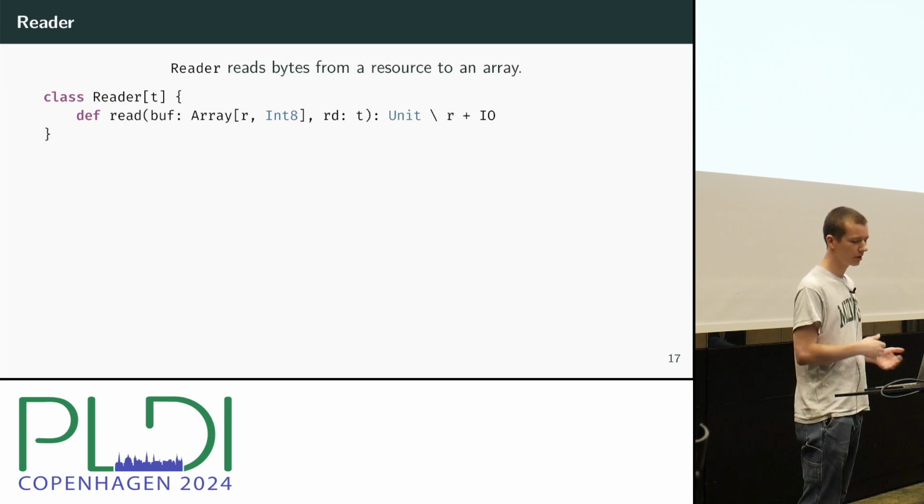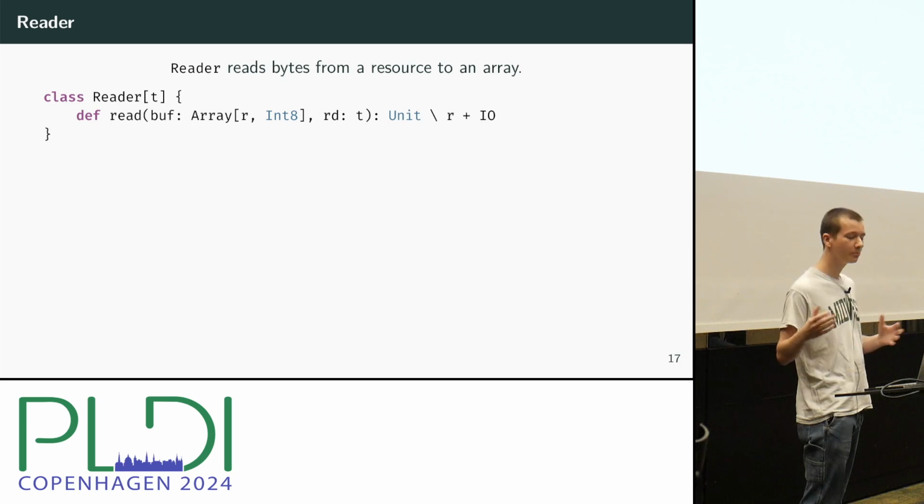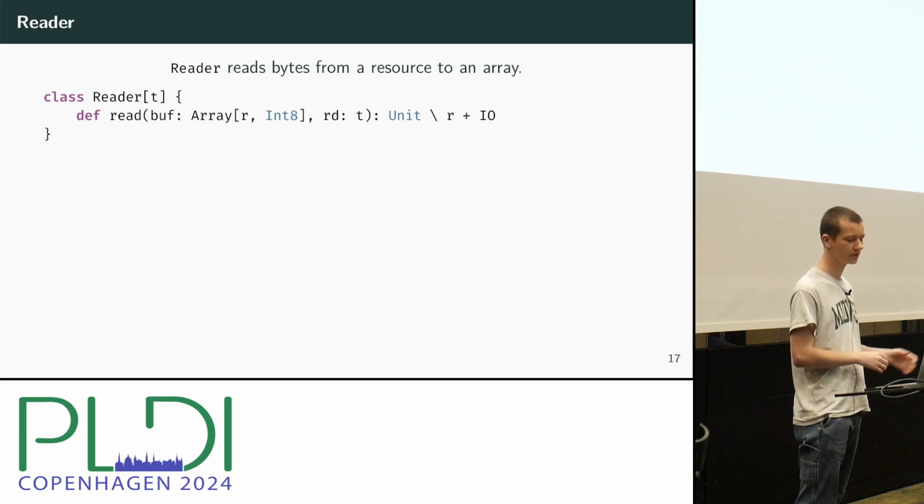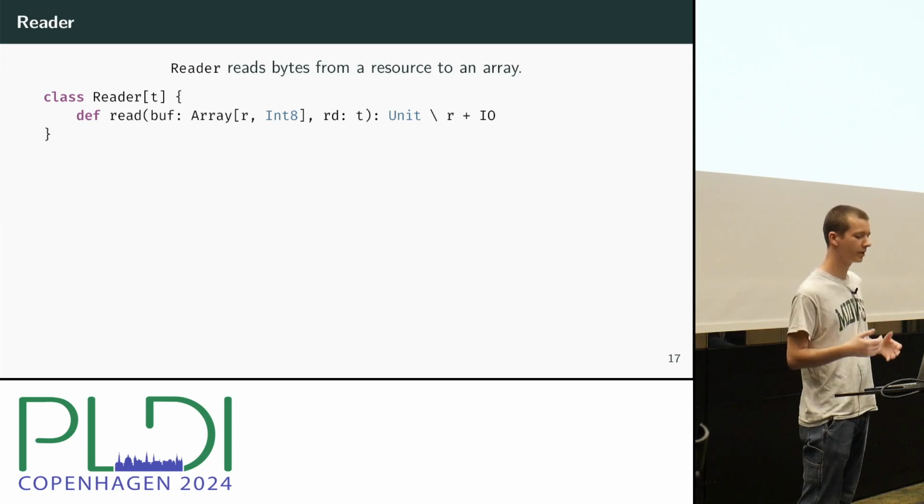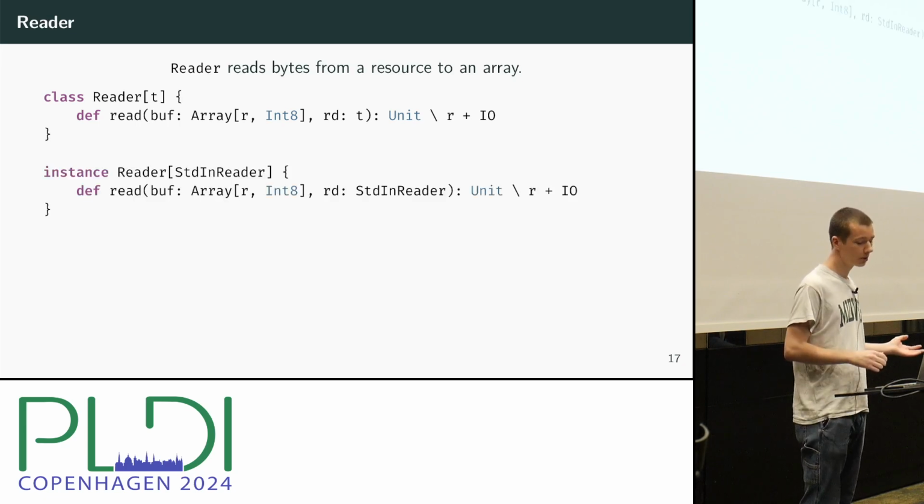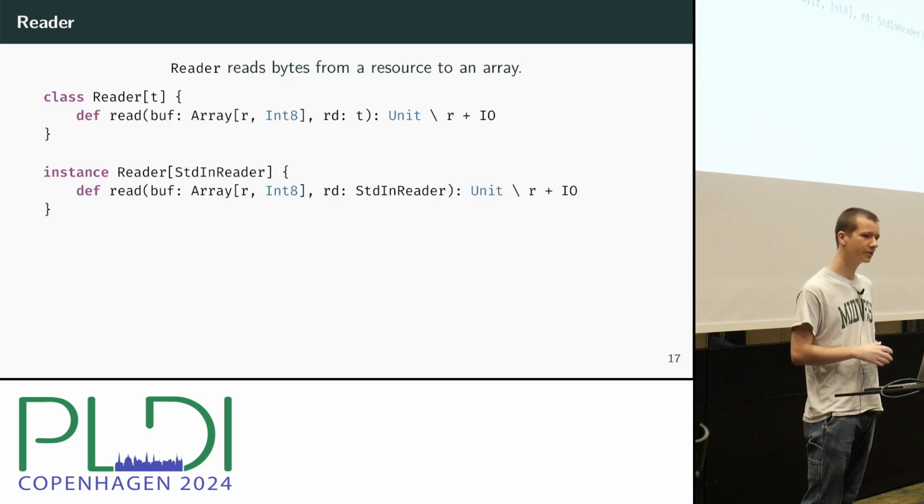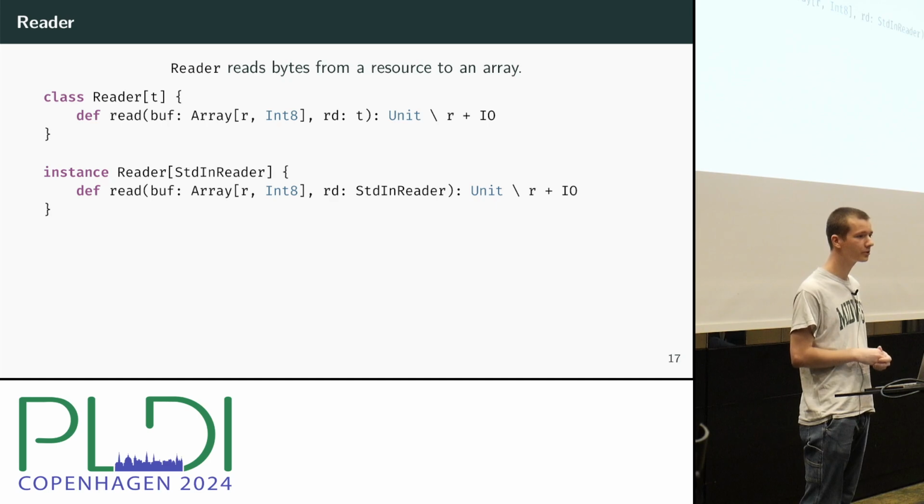And the third example I have is dealing with data streams. We have this reader class, which will read bytes from a resource into an array. The resource has type T. It's called RD. And the effect of this is R, the array that we're reading into, plus IO, because presumably we're doing some IO operation to read. And this is appropriate for something like reading from standard in, because that indeed is an IO operation, and we're modifying the array as we read into it.